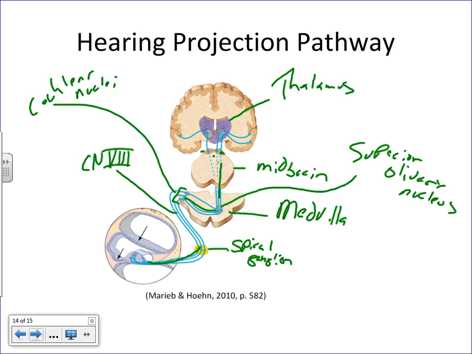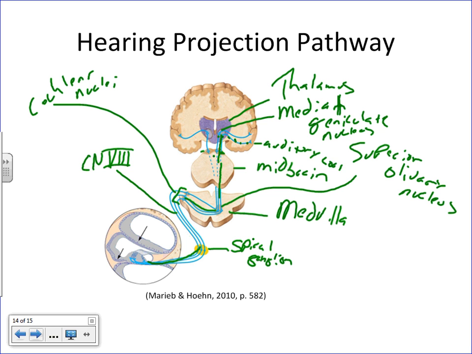And then what's going to happen? They're going to synapse with the medial geniculate nucleus of the thalamus. Okay, and then from there, they're going to project to the auditory cortex of the, you guys know what lobe this is, the temporal lobe. So that's where we consciously interpret sound.